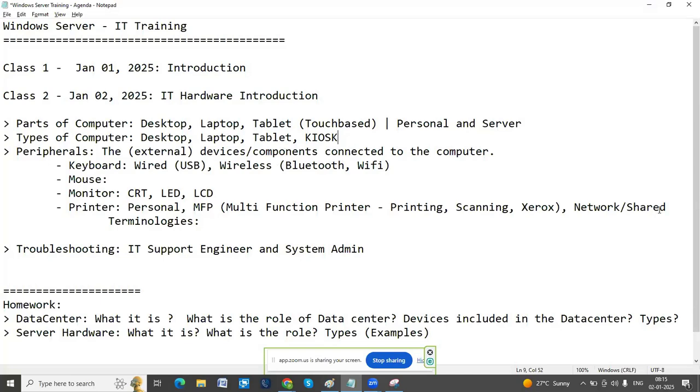Coming back to the main part, the network printer. Getting my point? Okay, now you need to tell me in a sentence what you mean by a network printer. What did you understand?